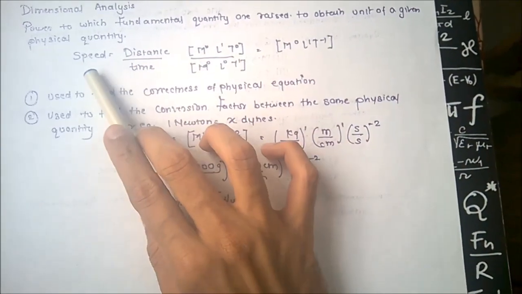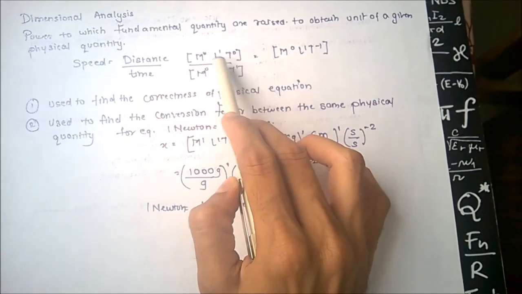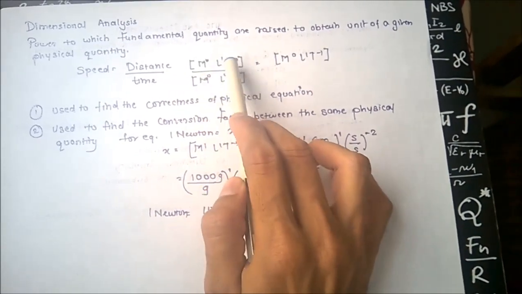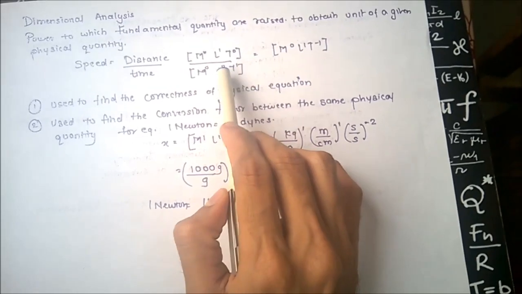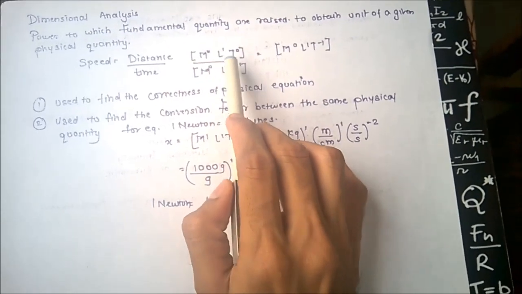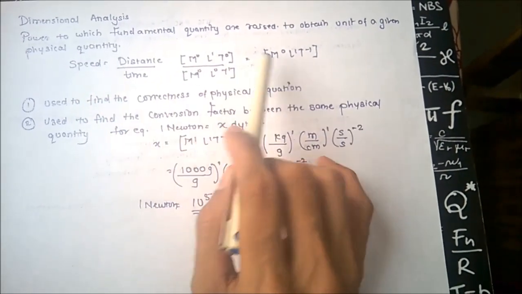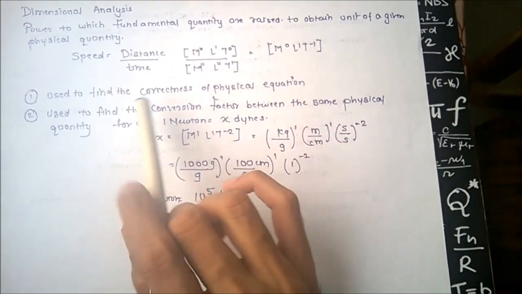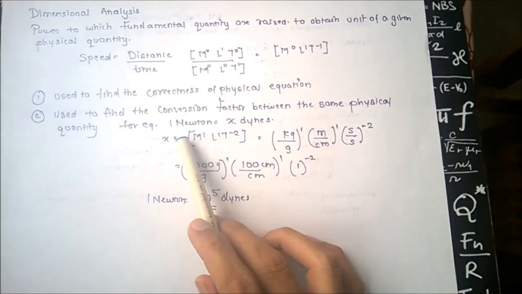So we have speed, which is defined as distance upon time. In distance we have only length, so L becomes 1, M becomes 0, T becomes 0. In time we have only T, so T becomes 1, L 0, and M 0. After dividing, T goes upward, so T becomes minus 1, so the dimensions for speed become M^0 L^1 T^-1.